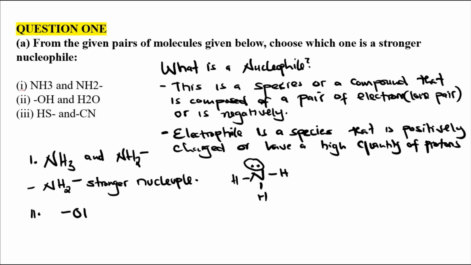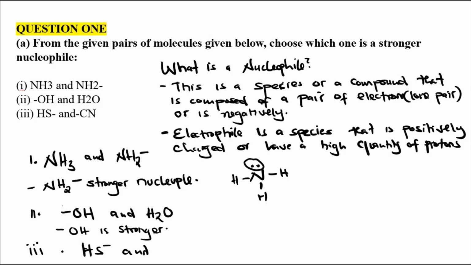is hydroxide ion and water. Which one is stronger between these two? The one that has got a negative charge is stronger. So here the OH is stronger. Why? Because the OH has got a negative charge. Number 3, between HS and a cyanide.